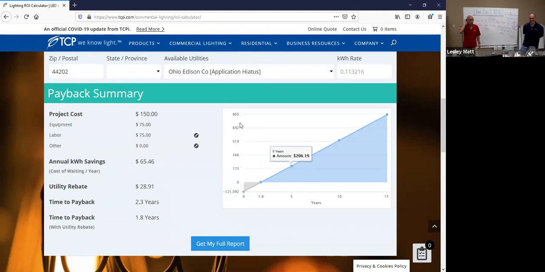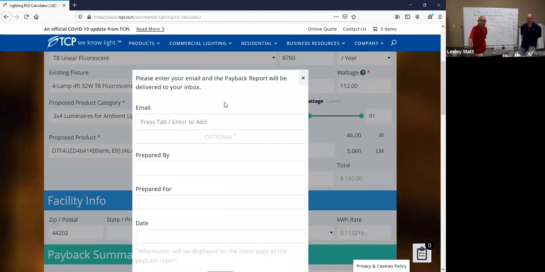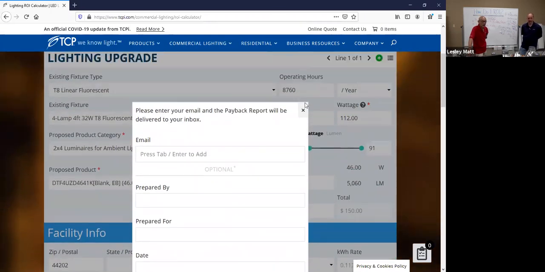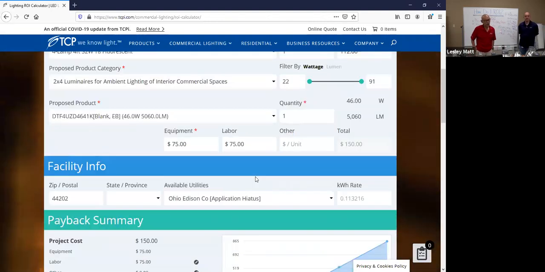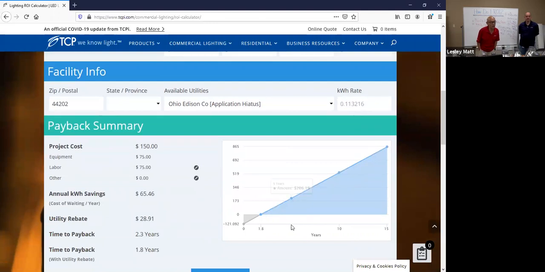And the other neat thing about this too is it gives you this really fancy chart that you can then send to yourself. Which means that 1.8 years is a break even. Exactly. Okay. So look at the savings for a 5 year period. Look at you, you end up positive. Yeah. And that's the cool thing about this chart. So you're going to save $206.19 after 5 years. And that's per fixture.